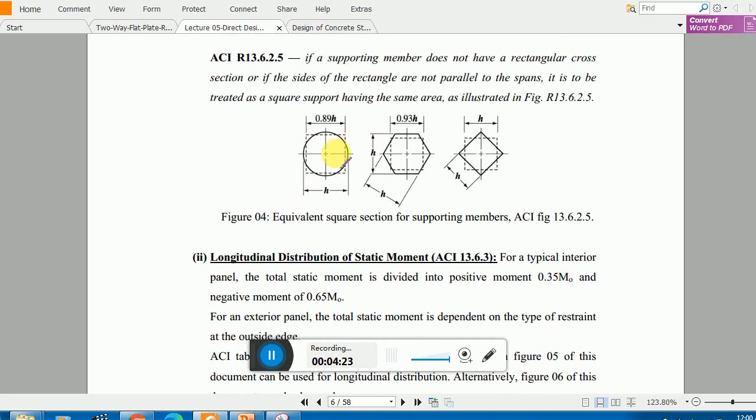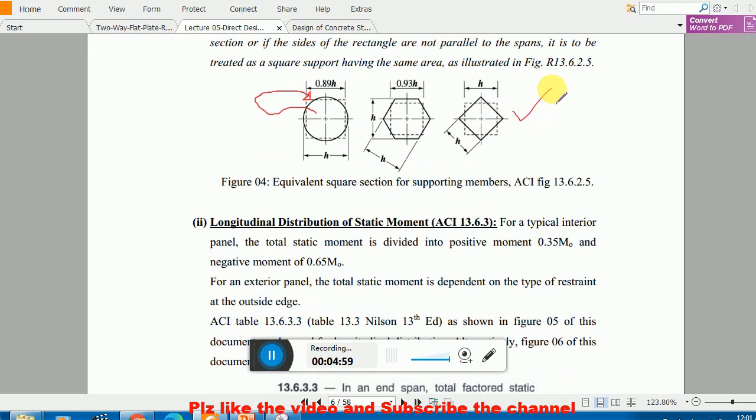If you have a circular column, you have to modify it into a square column, and the side of that square will be equal to 0.89 times h. Similarly, if you have a pentagon-shaped column, you have to modify it into a square column, and the square side will be 0.93 times h, where h is the height of the pentagon. Similarly, if you have a square column but in a rotated shape, you have to modify it into a right square, and h will now be this one. This is very important.